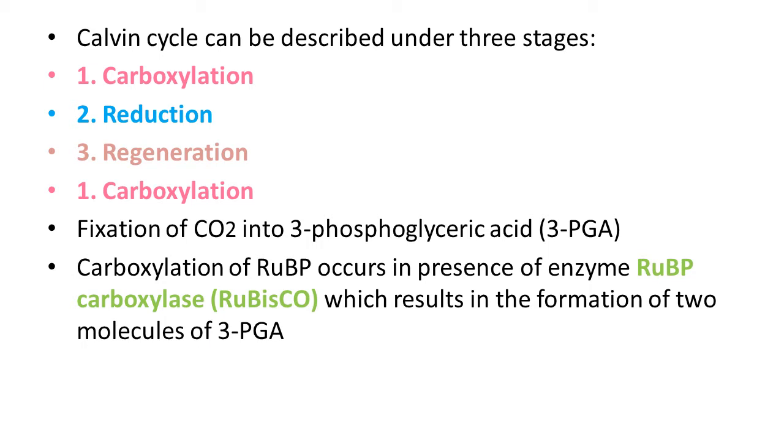This reaction is catalyzed by the enzyme RuBP carboxylase, which results in the formation of 2 molecules of 3-PGA. This enzyme also has an oxygenation activity. It would be more correct to say RuBP carboxylase-oxygenase, or in short, Rubisco. So during this carboxylation stage, this activity takes place where the enzyme Rubisco is involved and 2 molecules of 3-PGA are formed.